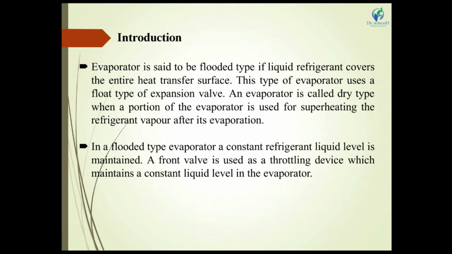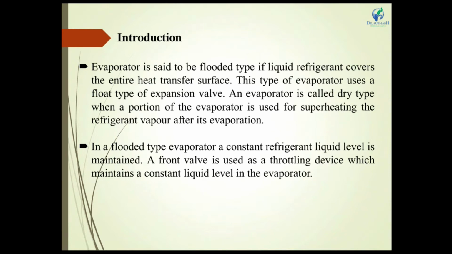Next, this type of evaporator uses a float type expansion valve. A float type expansion valve sets a limiting surface level. At this surface level it stops, and no more fluid can enter into the float chamber.